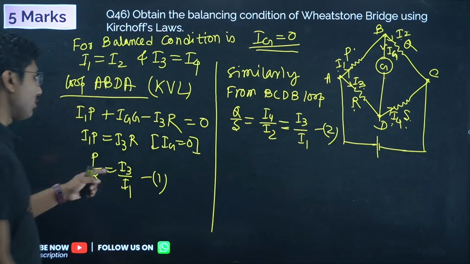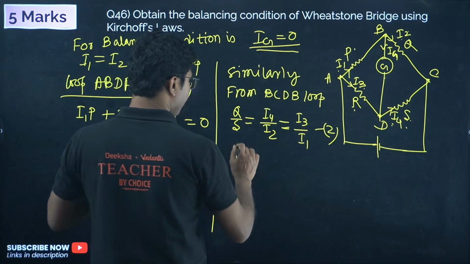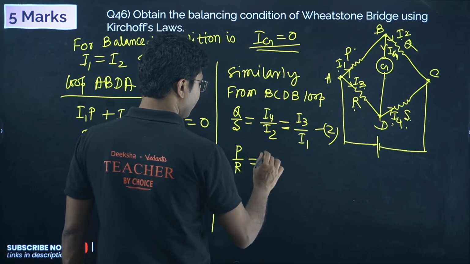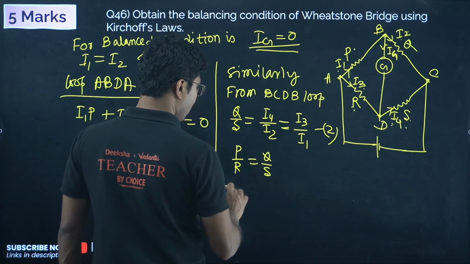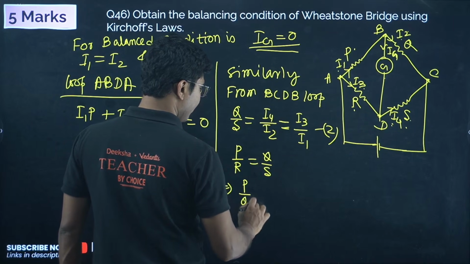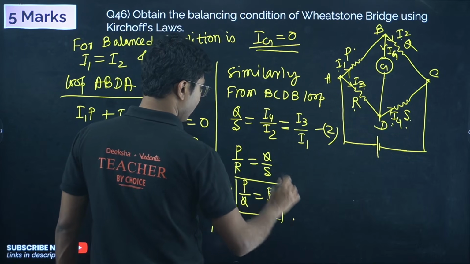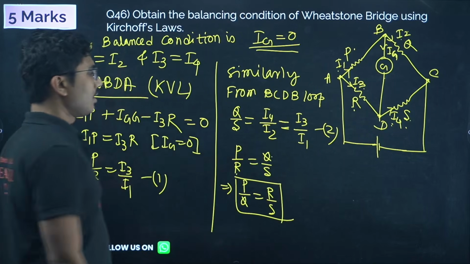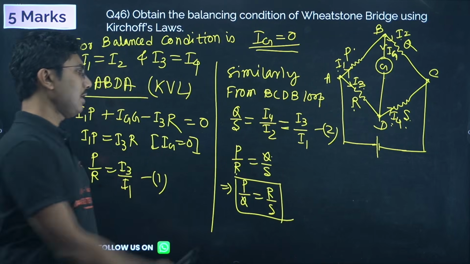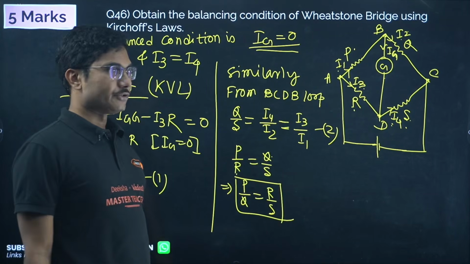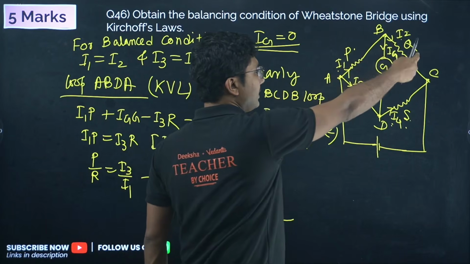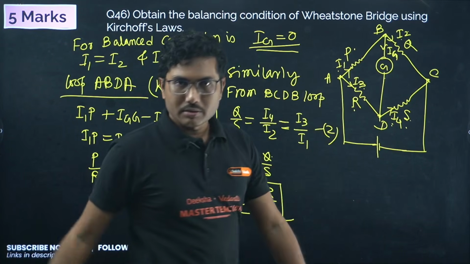Comparing the right hand side of both equations, we can say that P upon R equals Q upon S, or P by Q equals R by S. This comes over here, this comes there. P by Q equals R by S. This is the condition for balance of Wheatstone bridge. So if this divided by this equals this divided by this.